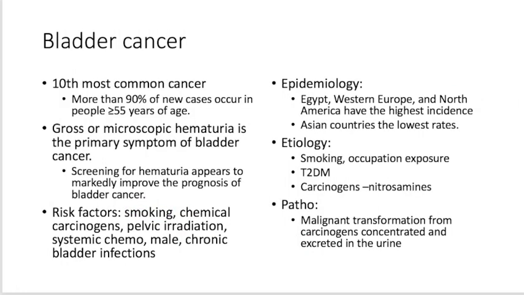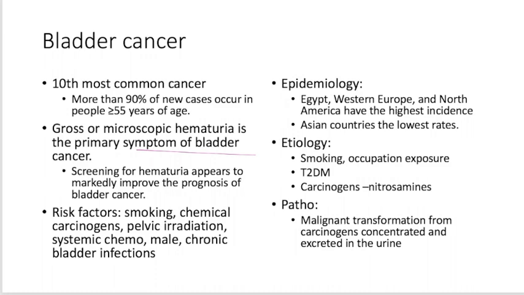Bladder cancer. So this is another one that is a very common cancer. And you can see here, 10th most common cancer, more than 90% of new cases occur in older patients. This will also present with gross or microscopic hematuria, and that's the primary symptom of bladder cancer. And then screening for hematuria appears markedly to improve the prognosis of bladder cancer.